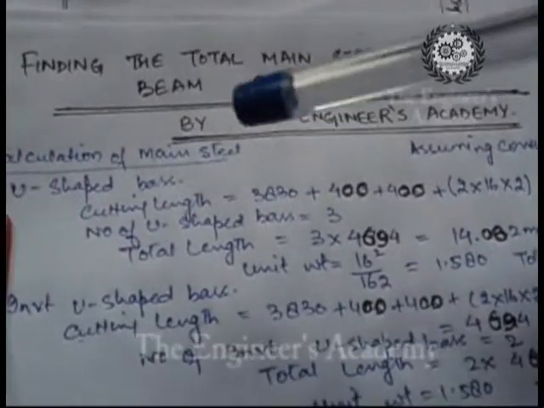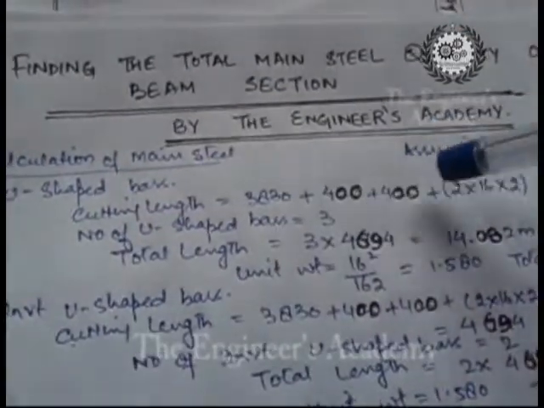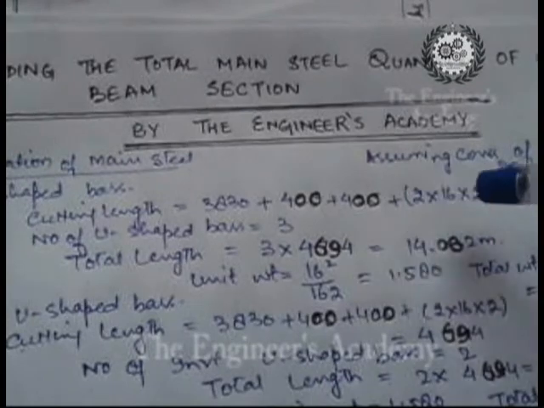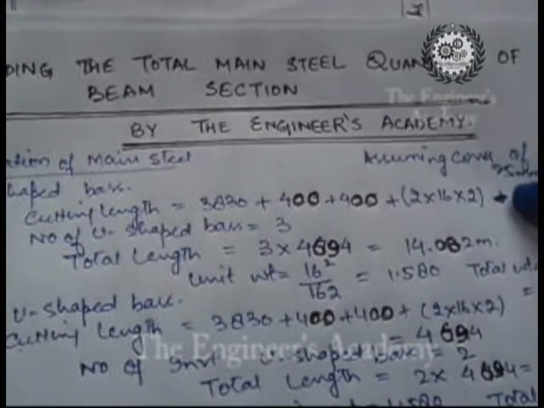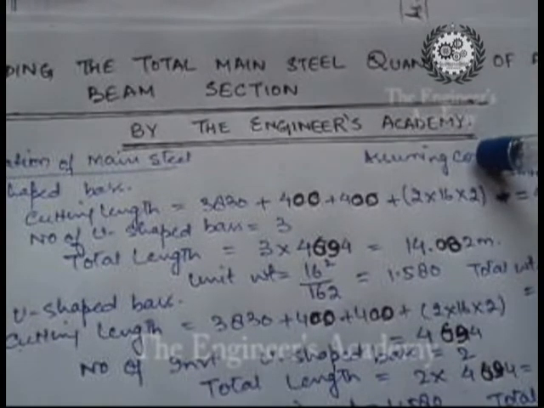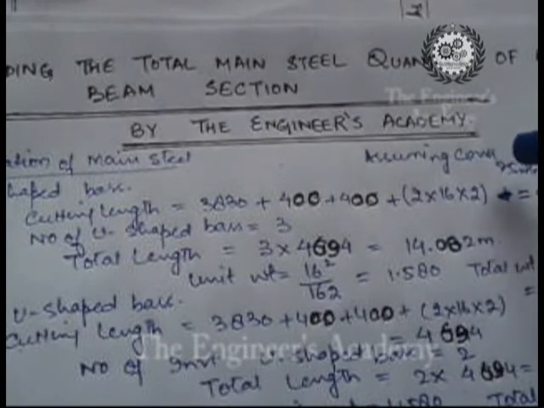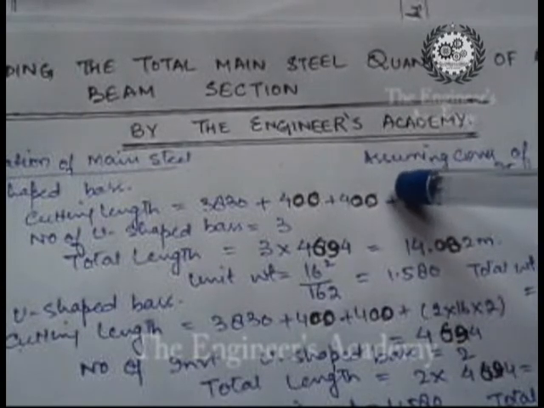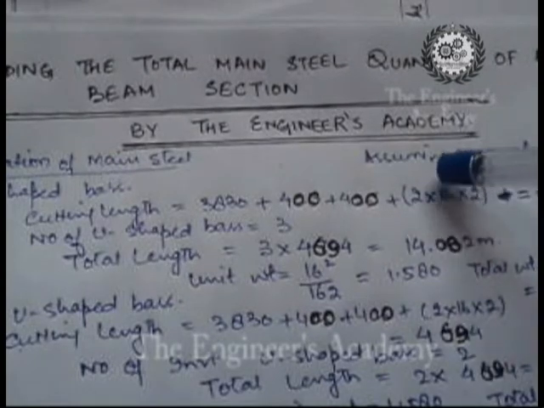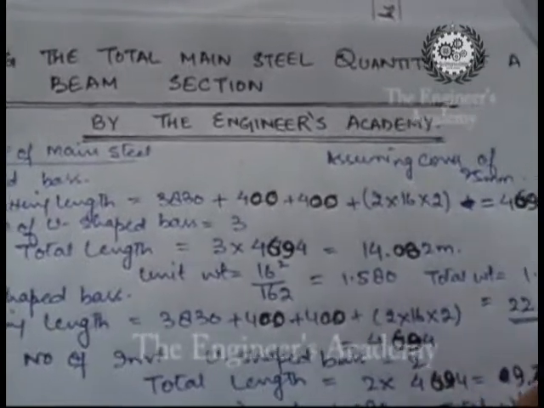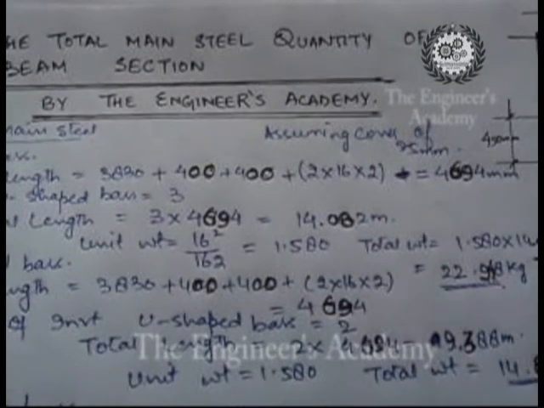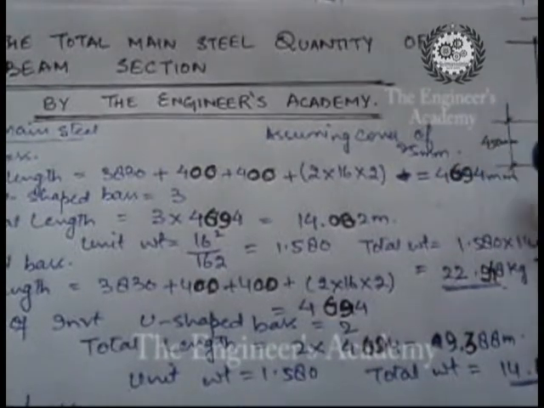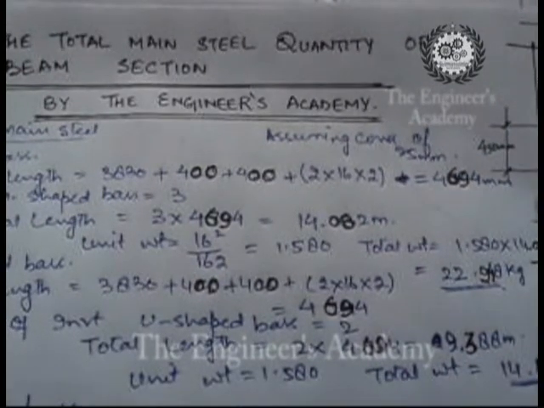The cutting length of a U-shaped bar will be equal to 3830 plus 400 plus 400 plus 2 into diameter into 2. Since we have bends at two sides, we have one more 2 here, and this 2 is of the formula, and the 16 is of the 16 mm diameter. The total cutting length will be equal to 4694 millimeters, that is 4.694 meters.